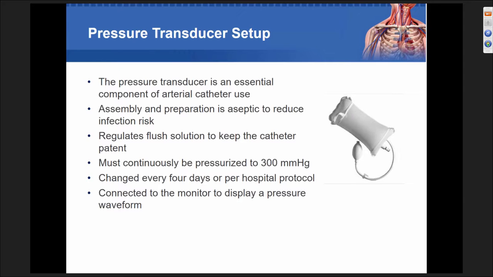The transducer also regulates flush solution. The flush solution required to maintain arterial catheter patency is 2 cc's an hour. So another thought, a little nugget, would be, do you use a 1,000 cc bag or do you use a 500 cc bag? Because over time, every day, every hour that arterial catheter is connected to a pressure transducer, it is given a 2 cc flush, and that 2 cc maintains patency within the tubing and within the catheter.